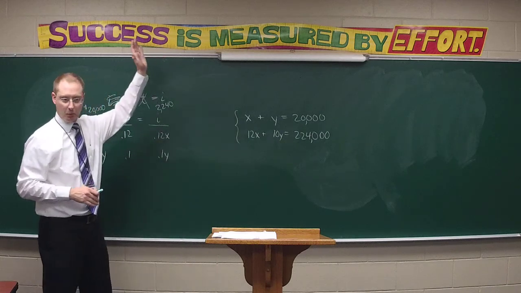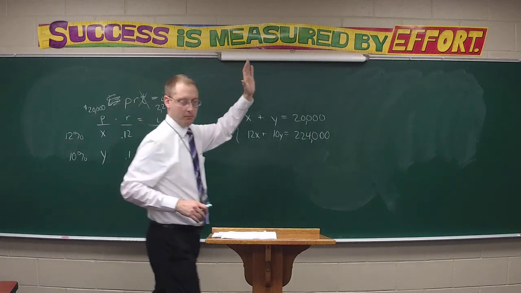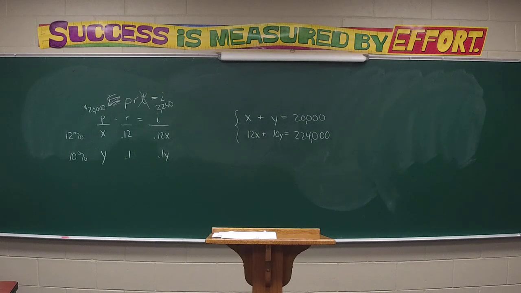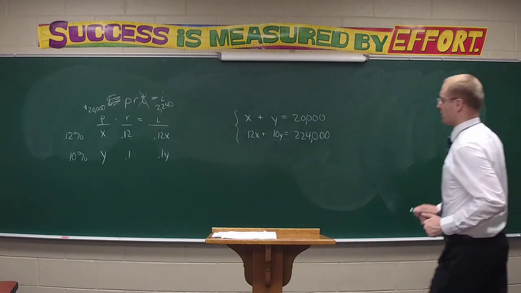How many got to this point on the system? You got to that point. All right, questions from those who did not. All right, does that make sense now? Yes. Okay, and again, using the chart, P times R equals I is going to really help.